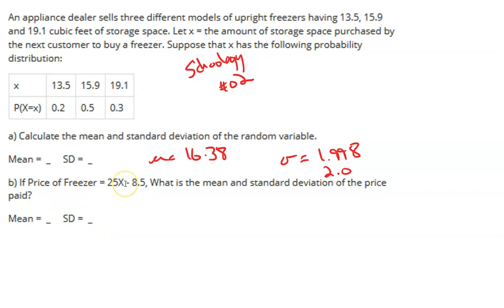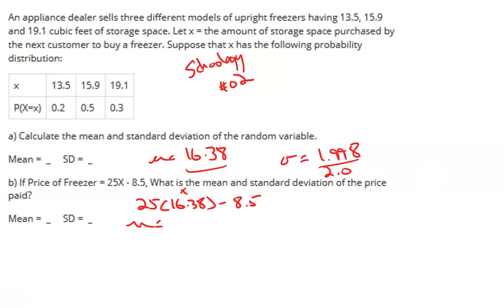All right, so if the price of the freezer was 25 times the cubic feet minus 8.5, this is a lot like number 1 on the outline, where you're taking your mean and standard deviation and multiplying them by a number and then adding or subtracting a number. So you're going to do it a lot like you did on the outline example number 1. So the new mean would be 25 times 16.38, which is the X, minus 8.5. So I'm going to calculate that.